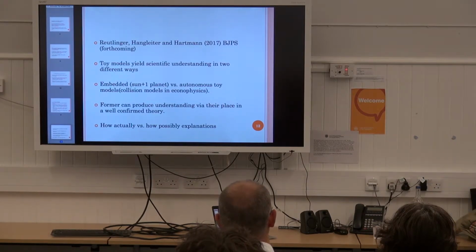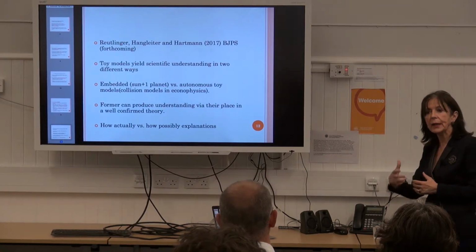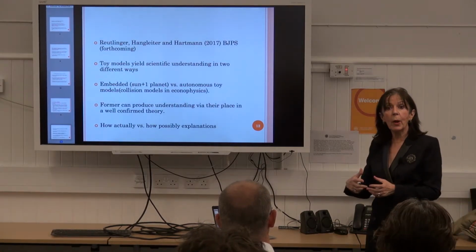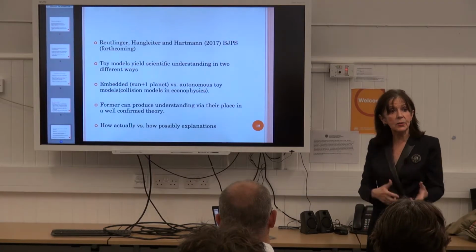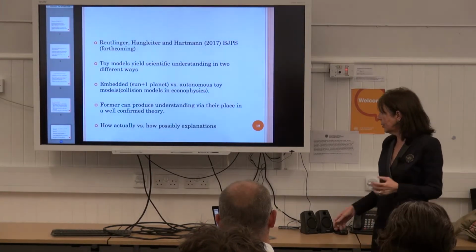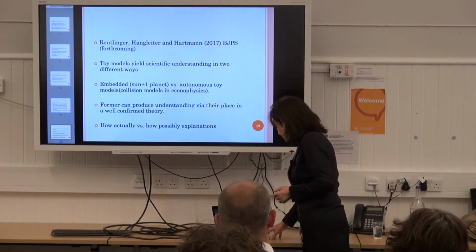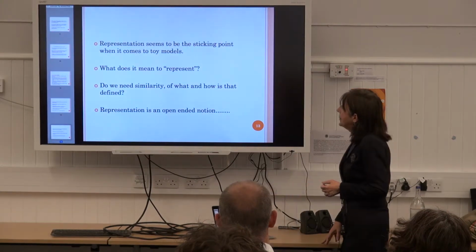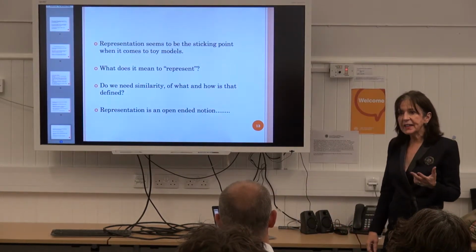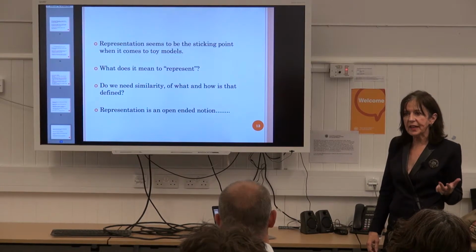So I think that it's not clear, actually, that that's an autonomous toy model at all. It's just bringing it over from another domain where it does have legitimacy and using it in another context. Okay. Now, in these cases, representation seems to be the sticking point.